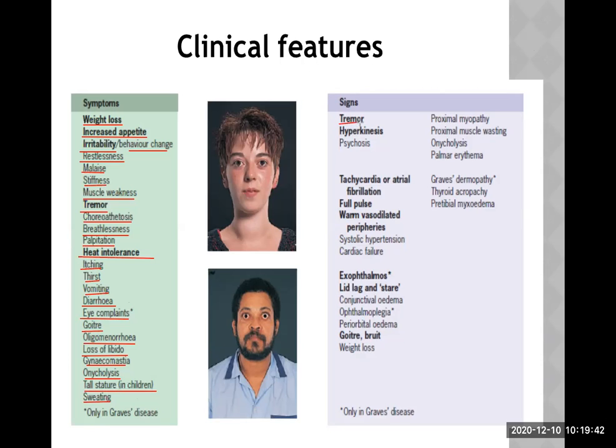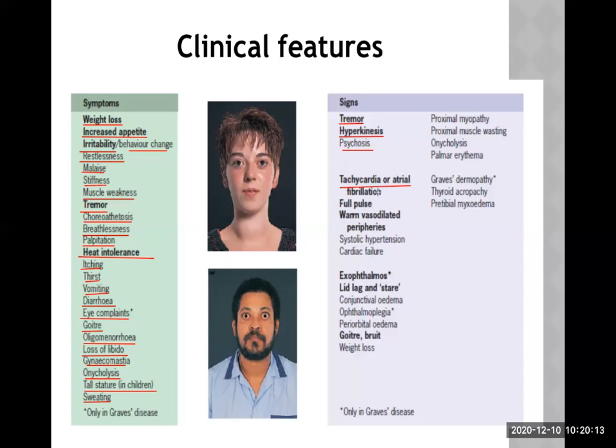Tremor, we can demonstrate that in front of us. That's why it is written as a sign also. The person is hyperkinetic. This is a bit of a restless person moving around here and there. In no time, the person is reaching different places. Psychosis can occur in case of hyperthyroidism, but it is not a very common point. That's why it is not highlighted.